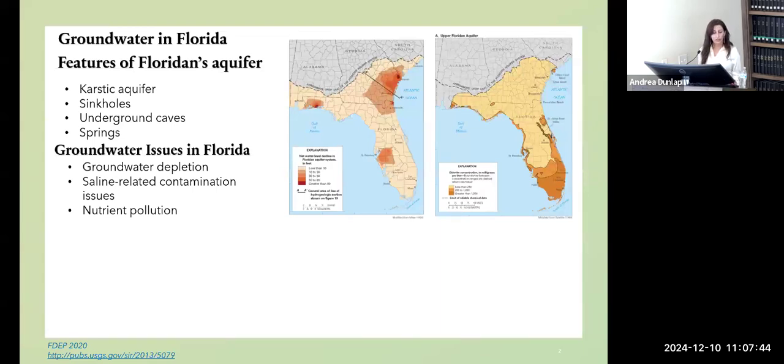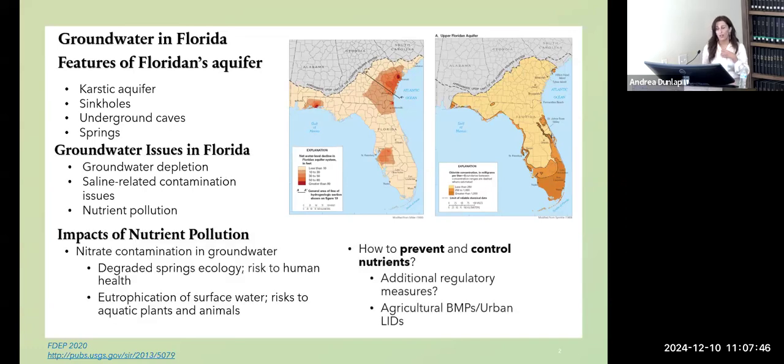But when we talk about nutrient pollution, there are questions coming to mind, like what is the source of this nutrient pollution? We all know the impact of nutrients in the water system. We are aware of eutrophication, and that having nutrients in the system may cause degraded spring ecology. But the question is, what is the source? And the other question is how to prevent and control it. By answering the first question, we can know what to propose.